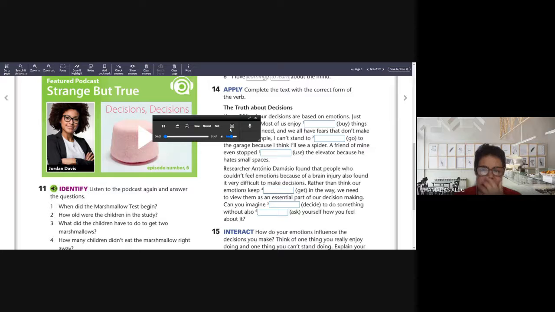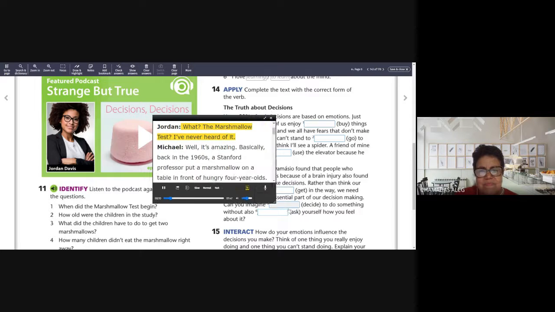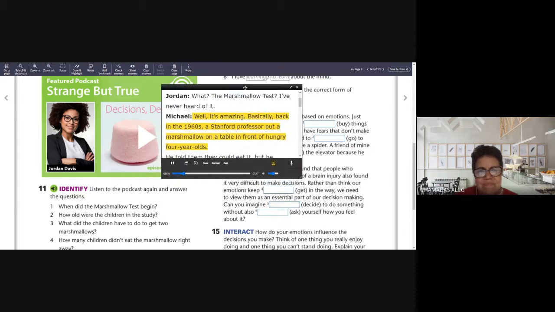Right. Now I've got something for you. Do you know about the marshmallow test? What? The marshmallow test? I've never heard of it. Well, it's amazing. Basically, back in the 1960s, a Stanford professor put a marshmallow on a table in front of hungry 4-year-olds. He told them they could eat it, but he promised to give them 2 marshmallows if they waited for him to return. I see.